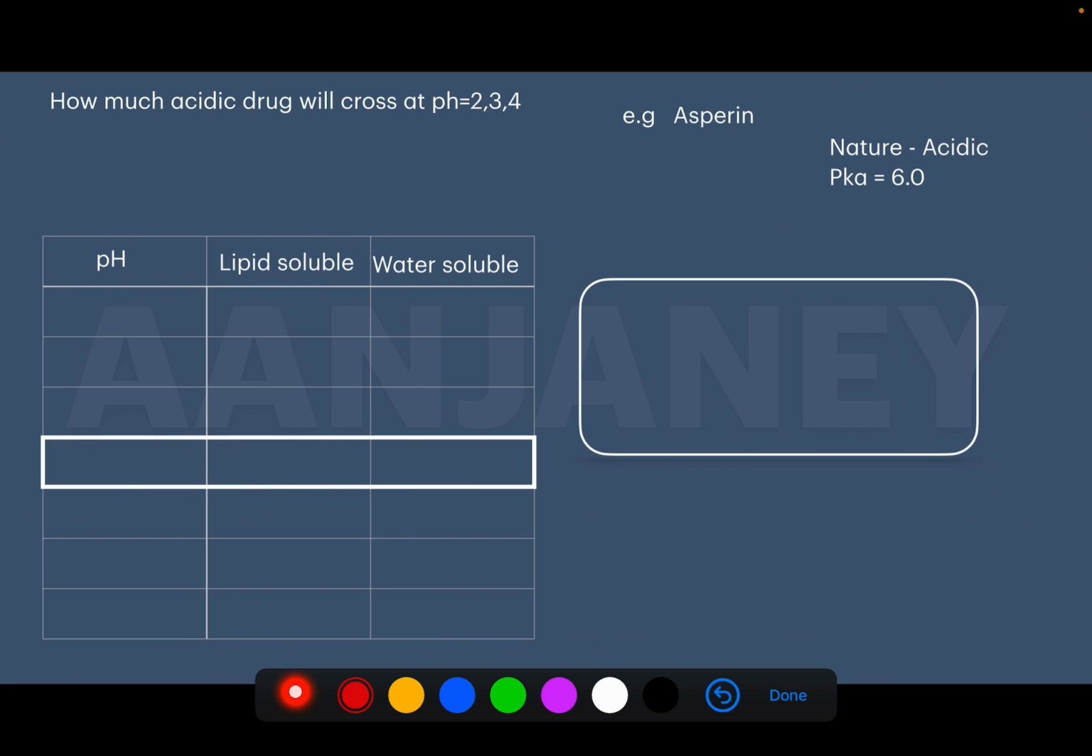So now let's say we took an acidic drug, aspirin. Its nature is acidic and its pKa is 6. What is pKa? pKa means that let's say there are 14 containers of pH 1, 2, 3 to 14. Now when I put this aspirin in this container which has pH of 6, it exists 50% as ionized and the other 50% as non-ionized. So that pH 6 is the pKa of aspirin.